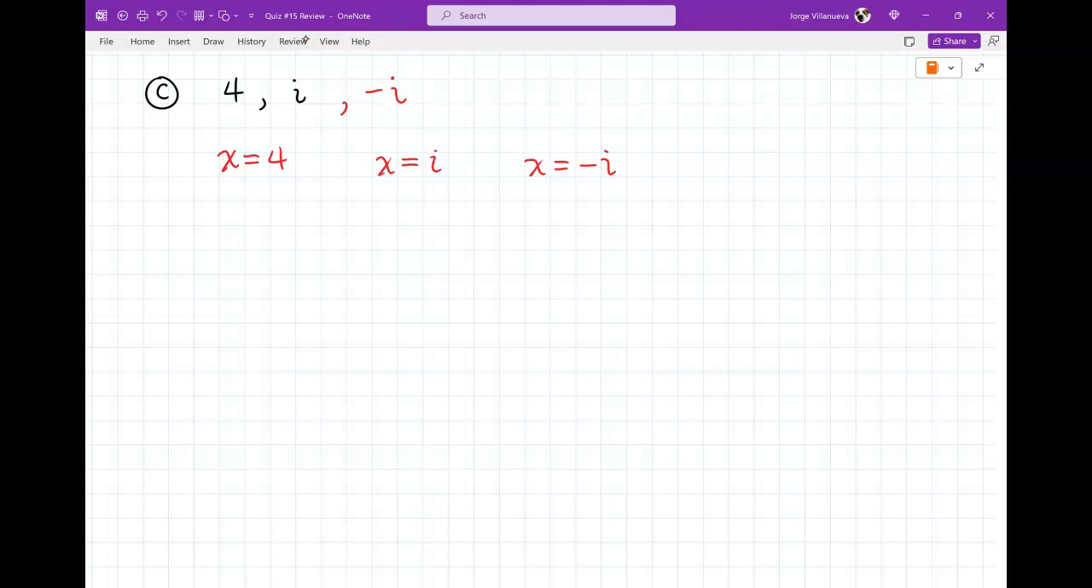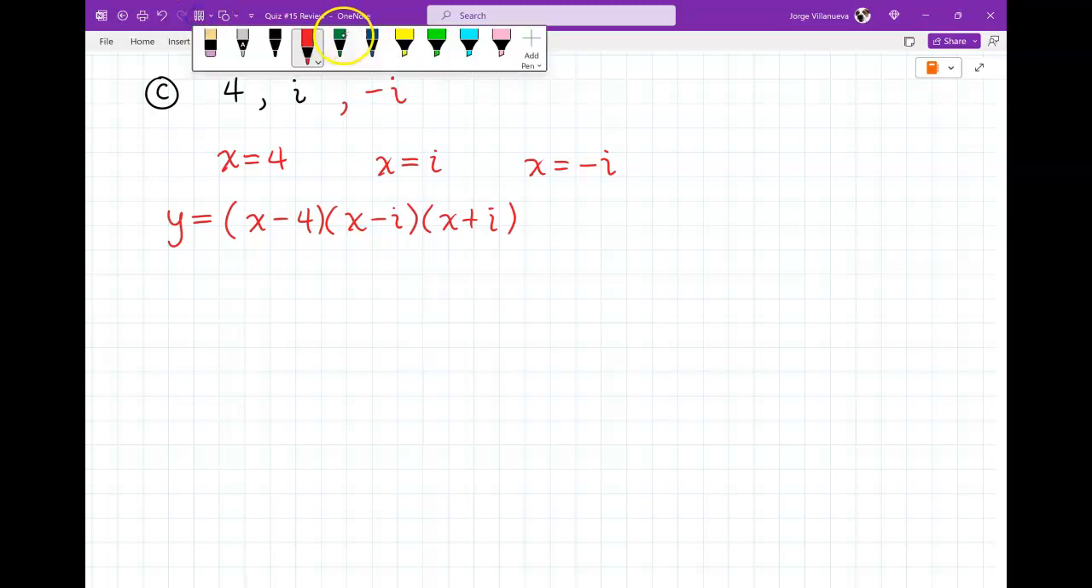So now I got to write them out in factors, right? So I have y equals x minus 4. Remember, change the sign, right? The positive i will become a negative i, and the negative i will become a positive i. Now, should I just distribute the first two? No, right? I always do the twins, right? It's going to make it easier on you first. So get the twins out of the way. So here we go.